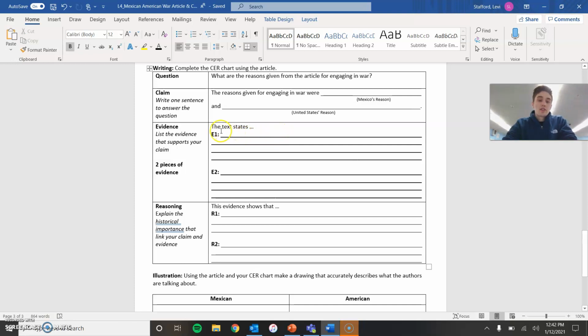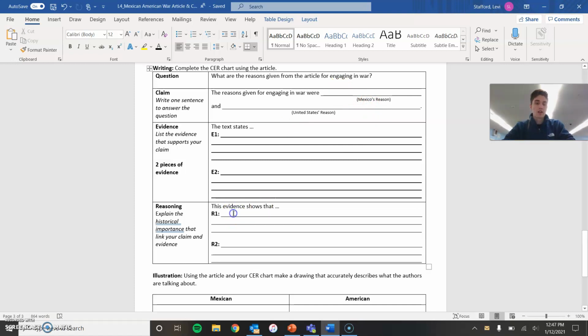After doing that, we're going to look in the text for evidence, and we're going to find evidence 1, which will be evidence for Mexico's reason. So whatever you said Mexico's reason for engaging in war, evidence 1 will be taken directly from the text and put here as evidence for that claim, and the same will be done here for evidence 2 for the United States reason for engaging in war. And then finally, we'll go to reasoning, which is where we will, in our own words, tie in together how the evidence explains and is evidence for the claim that we made.